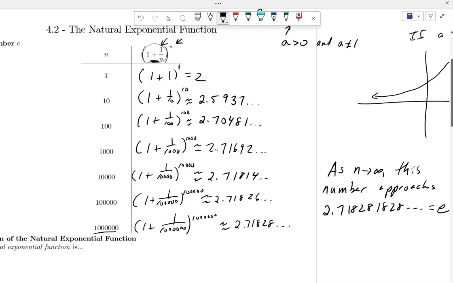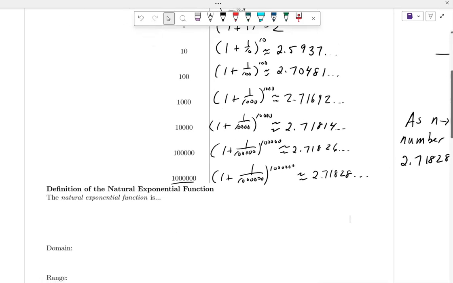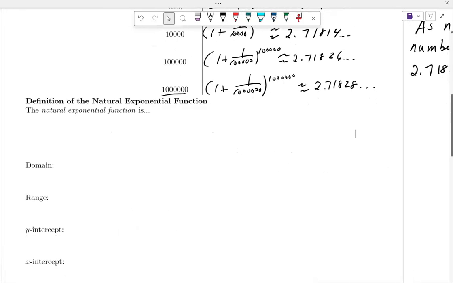Okay. So this natural exponential function pops up in business, pops up in biology, doing exponential growth, and it comes up in chemistry with exponential decay. It's a very, very useful function. All right. So the natural exponential function is f of x equals e to the x, where e is 2.71828 and so on down the line. So e to the x is the natural exponential function.